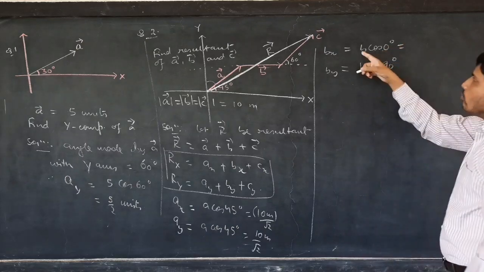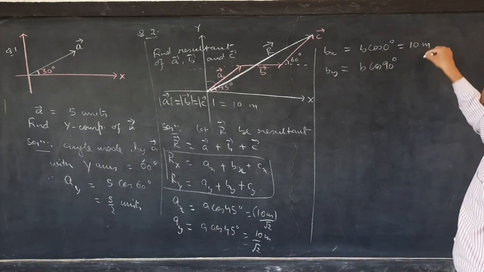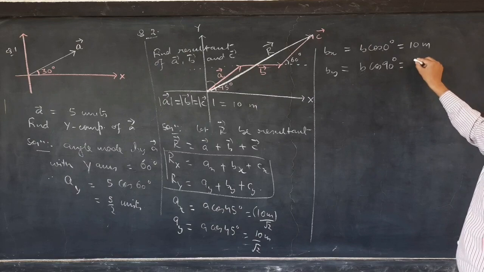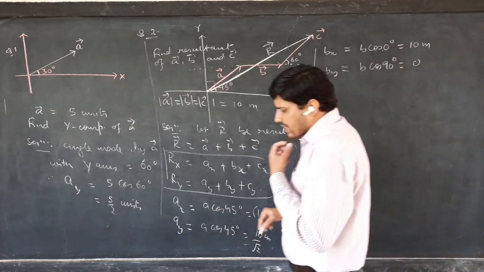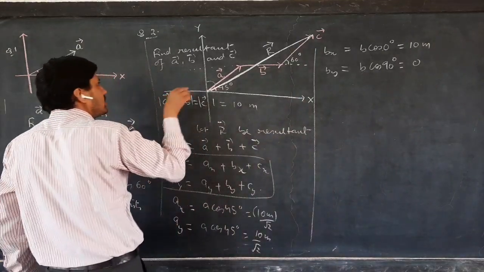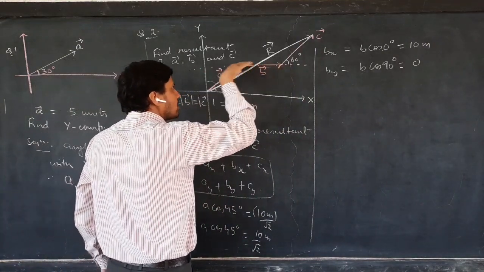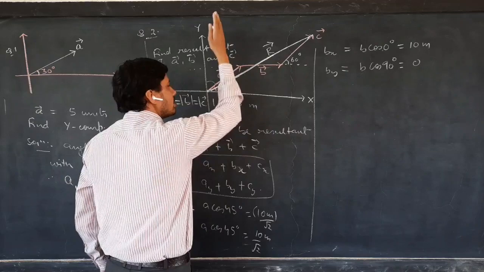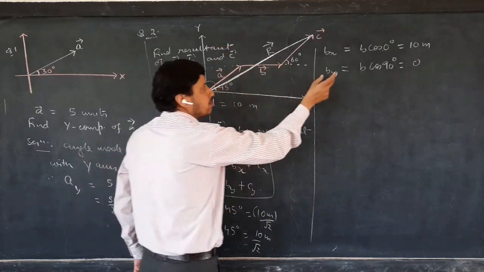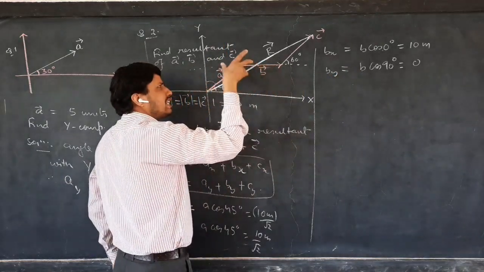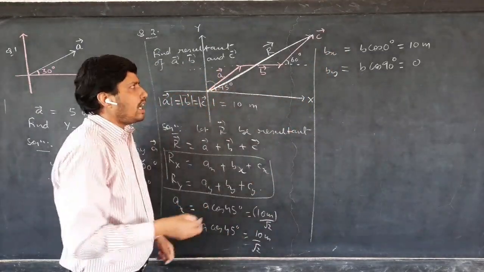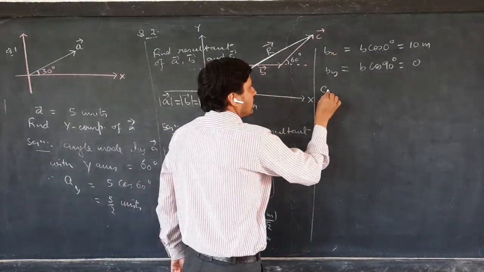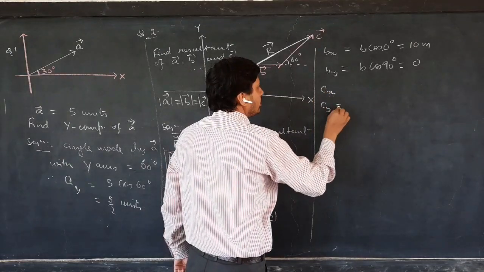Cos 0 is 1, the value of b is 10, so the answer remains 10 meter, and this becomes 0. Cos 90 is 0. You could have understood it directly, students. Since this motion is exactly horizontal, it cannot have a component in the vertical direction, so its y component must be 0, and the entire vector lies along the x-axis, so its x component is 10 meter. Then we are left with the x and y components of c vector.